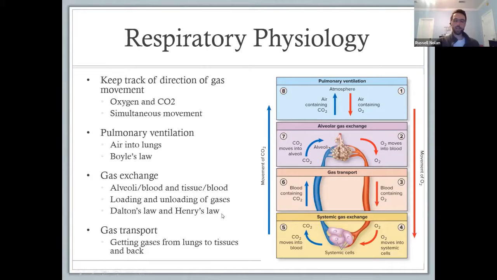And this is described, kind of controlled, by two laws, Dalton's law and Henry's law, which we will mention kind of superficially, hopefully just enough that you need to know. And then finally, we have gas transport. This is getting gases from the lungs to the tissues and then from the tissues back to the lungs. That's why you can say gas transport exists between alveolar gas exchange and systemic gas exchange, if you want to break those up separately, but divide it however you feel is best.